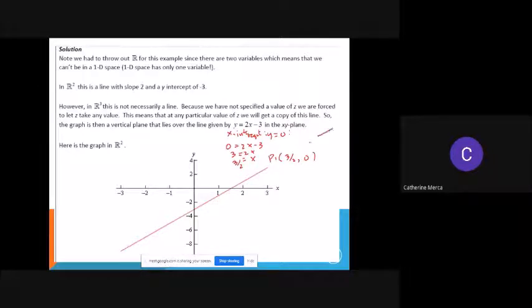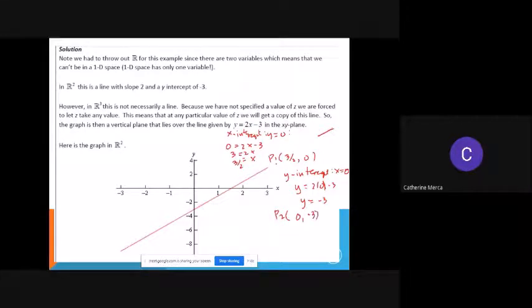So, let's consider your y-intercept. For the y-intercept, you let x equal to 0. So, when x equals 0, what do we have? y equals 2 times 0 minus 3. So, y equals negative 3. So, your second point will be x equal to 0 and y equals negative 3.